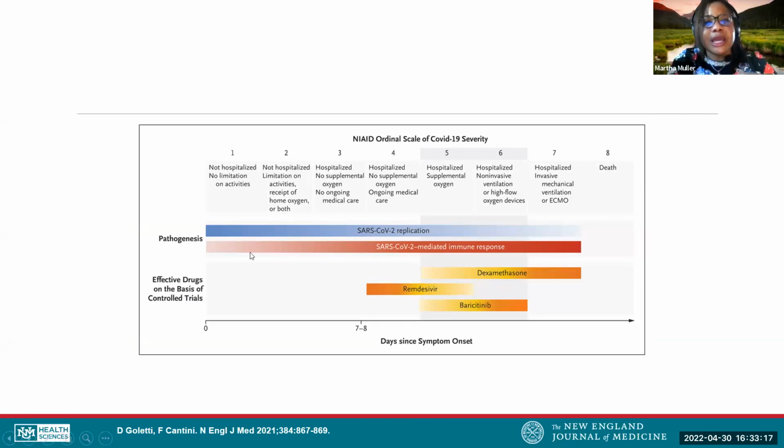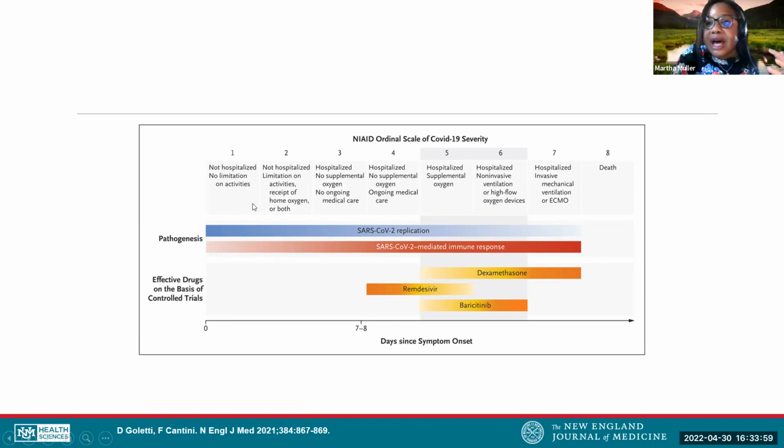So what we see here is this top line is pathogenesis, where we're looking primarily at SARS-CoV-2 replication and then the SARS-CoV-2 mediated immune response as our major portions of pathogenesis. And then we're looking at representatives from the different types of drugs and when we might anticipate seeing them. So here on this axis, we are looking at days of symptom onset. So we start at the beginning of our infection. And what we notice is that in the beginning of the infection, we have quite a bit of SARS-CoV-2 replication going on. So now we've got replication of this virus.